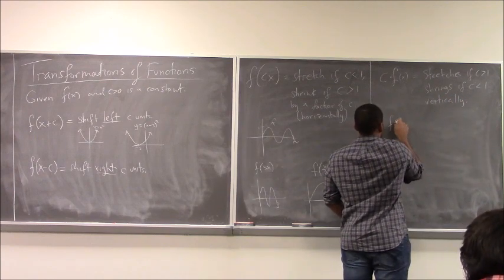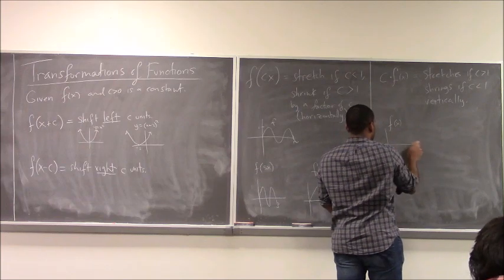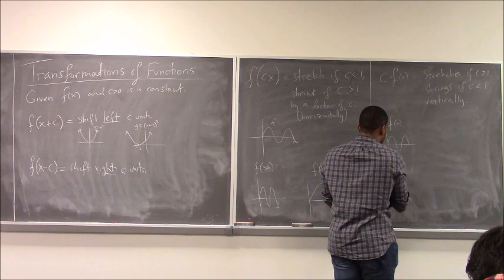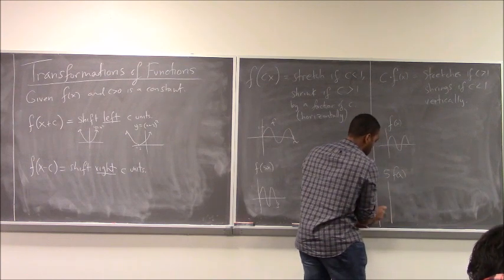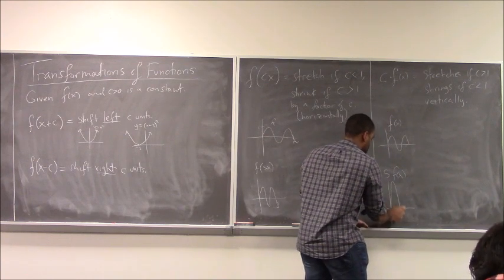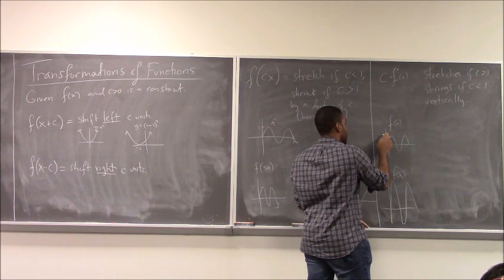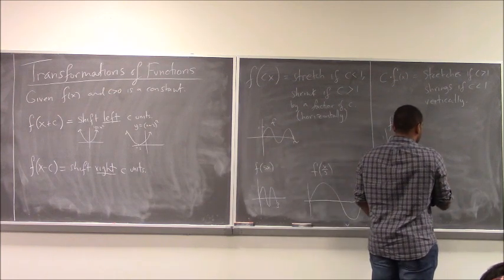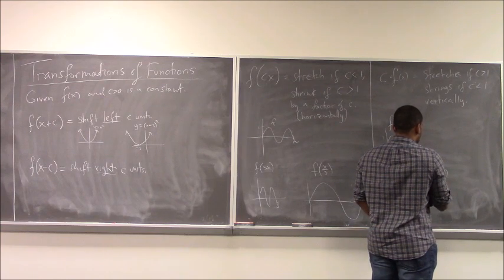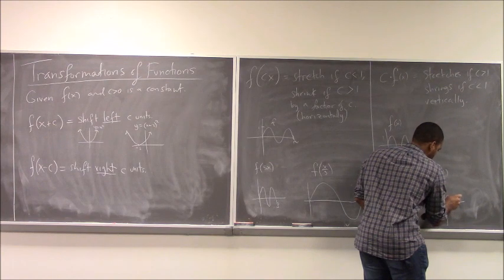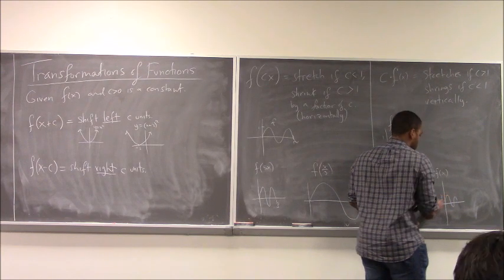So if your f of x is this guy, and if I take 5 times f of x, it stretches it vertically. So this would go to level 5. Before it was level 1. If I take f of x times 1/5, it shrinks it vertically. So it'll go to 1/5 its size.